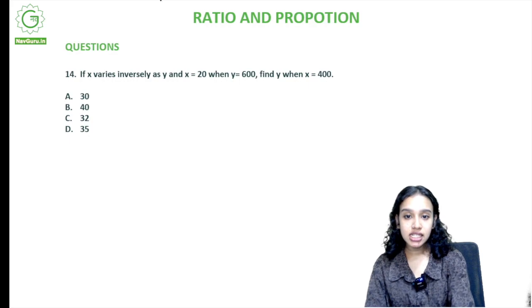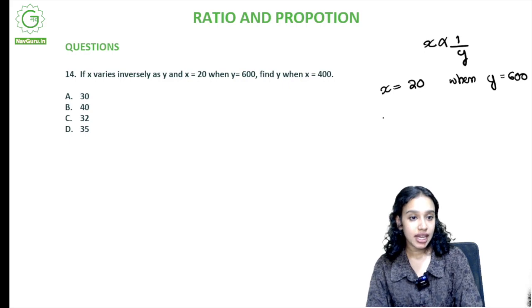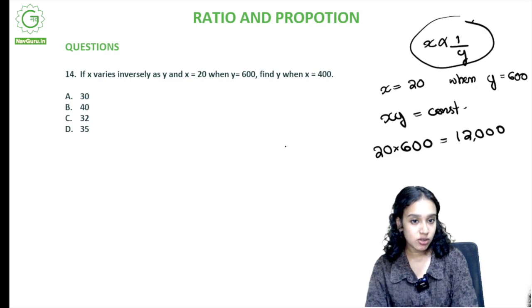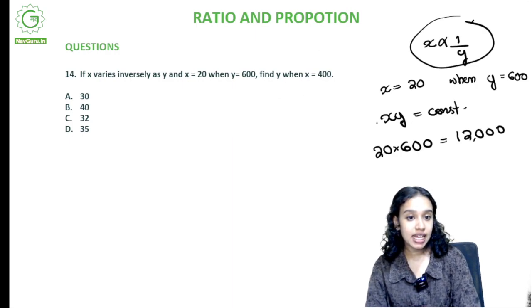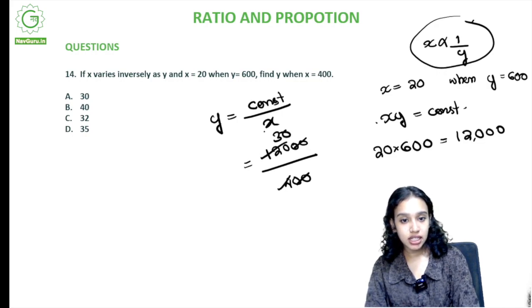Now, if x varies inversely as y, that is x is inversely proportional to y, and x equal to 20 when y equal to 600. So, xy is a constant, right? xy is a constant because it's inversely proportional. So, 20 into 600 is equal to 6 2s are 12 and we put 3 zeros here, we get 12,000. So, we have to find y when x is equal to 400. So, how do we find y? We find y by constant divided by x. The constant here was 12,000 and x is 400. Cancel out 2 zeros and 4, 12, 3. The answer is 30.